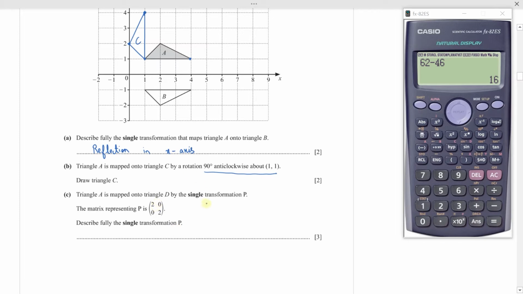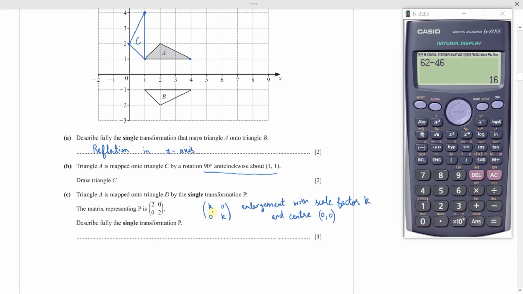So if you look at this matrix, you have studied that any matrix of this form [[k, 0], [0, k]] represents an enlargement with scale factor k and center (0, 0), or the origin. So here our scale factor will be 2 because our value of k here is 2.